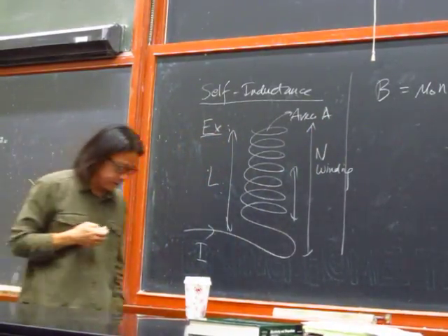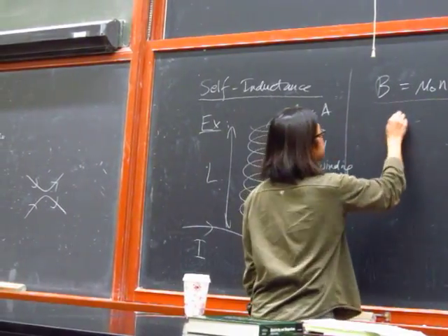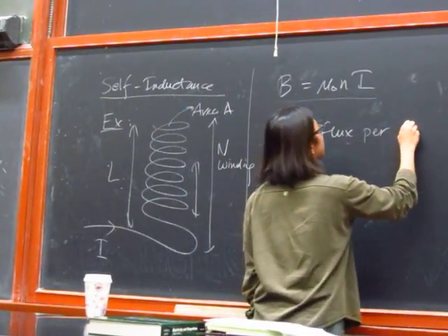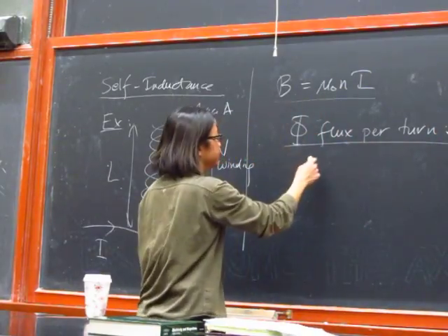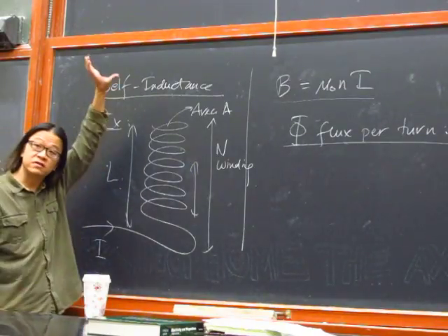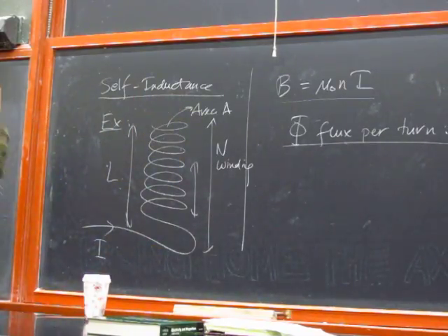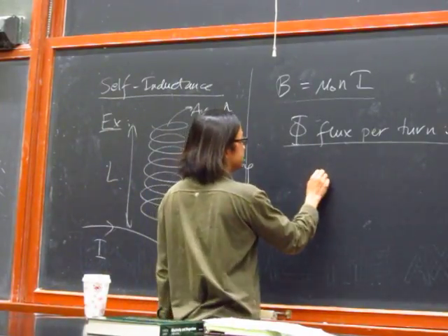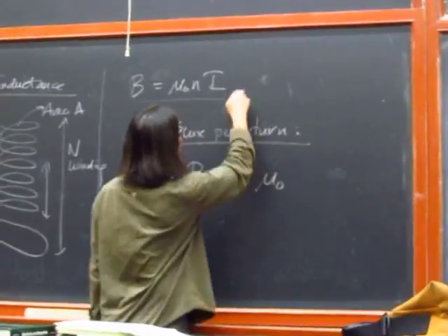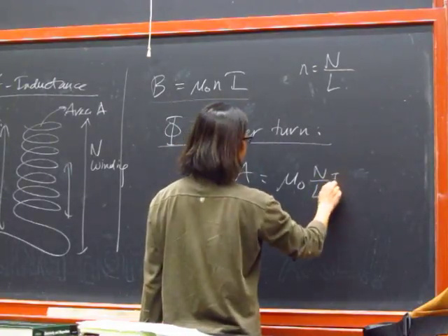So I want to calculate the self-inductance of this coil. Let's calculate the flux per turn. That will be just the B field, ignoring all the fringe effects. Let's assume the solenoid is long enough that the effect at the top and bottom is negligible. The flux is then just B times the area, which is mu naught, N over the length L, times I times A.